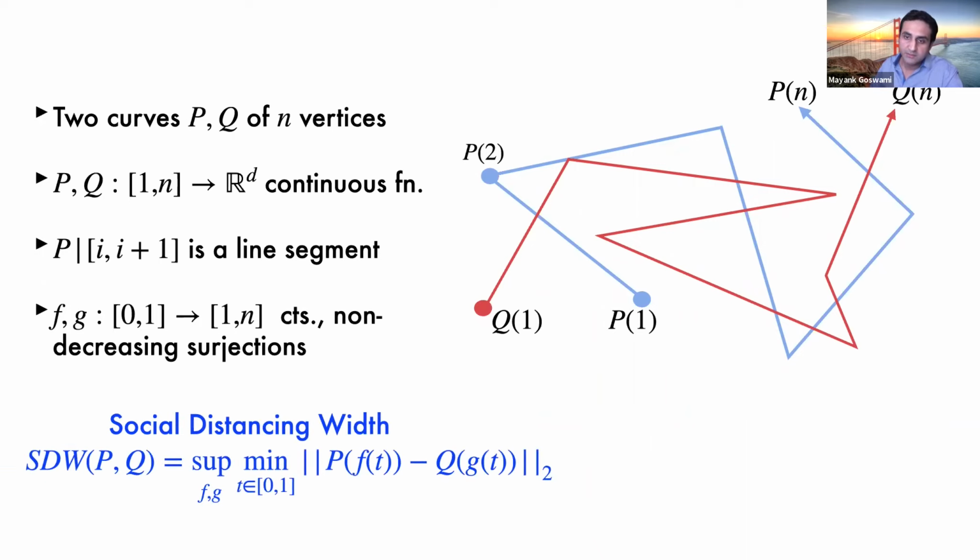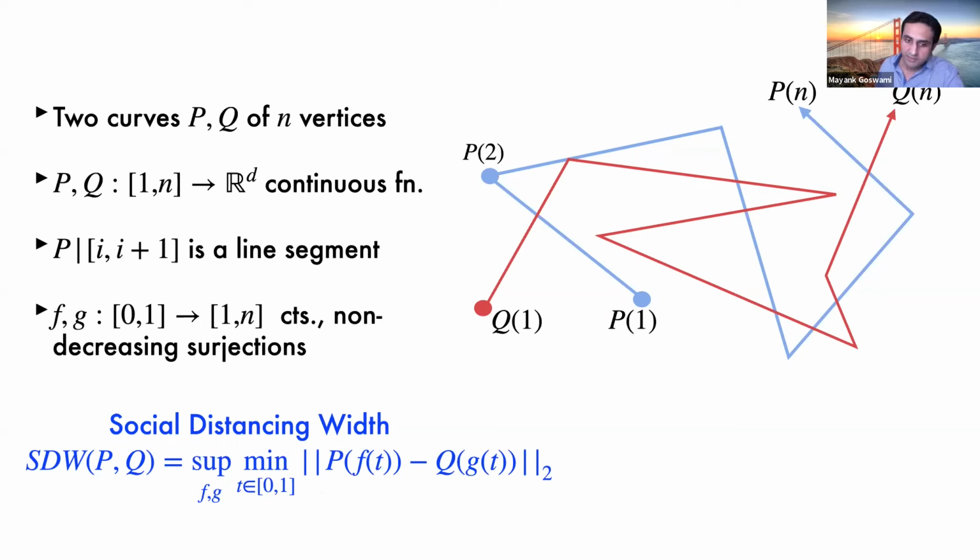Now here's the definition of the social distancing width. For two agents, the social distancing width is defined as you take the supremum over all possible traversals, f and g, of the two curves, P and Q. And once you fix a traversal, you look at what is the closest distance between the two agents at any time. And you're trying to find the traversal which maximizes this distance. So it's basically how do the agents walk in order to maximize the minimum distance between them at any time.